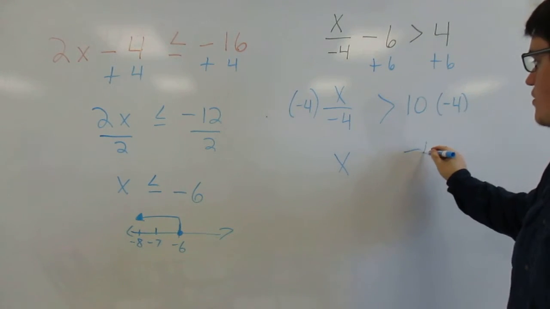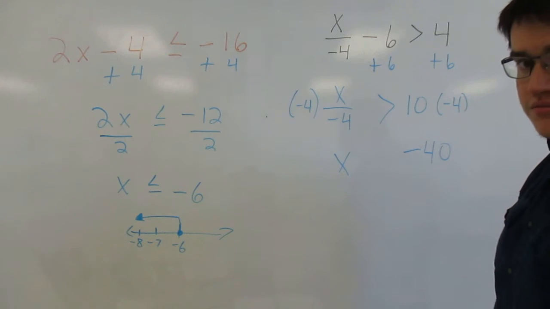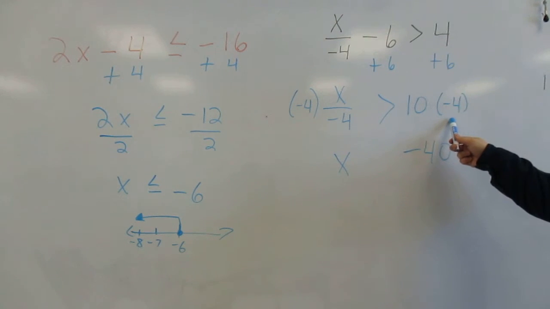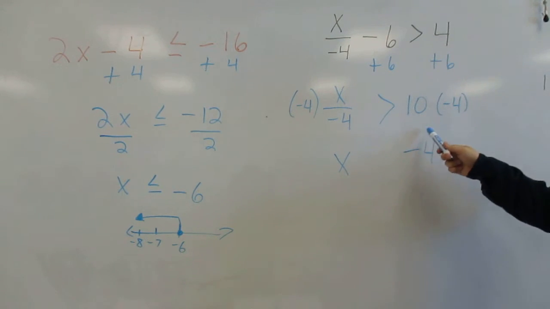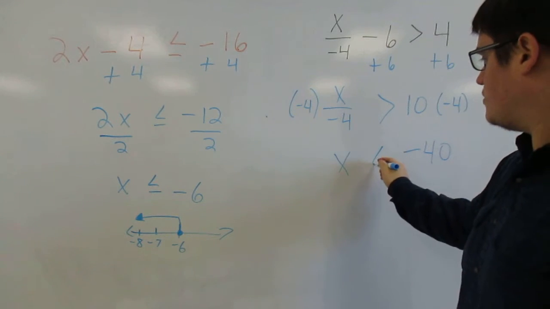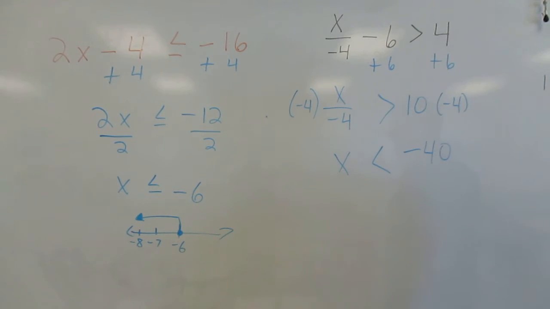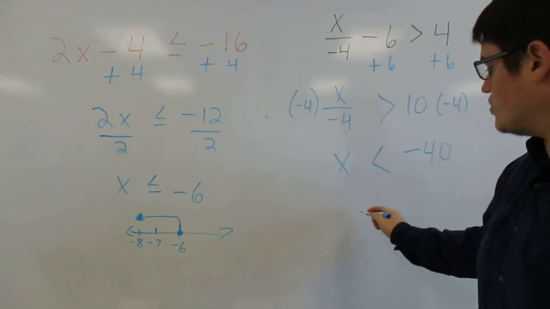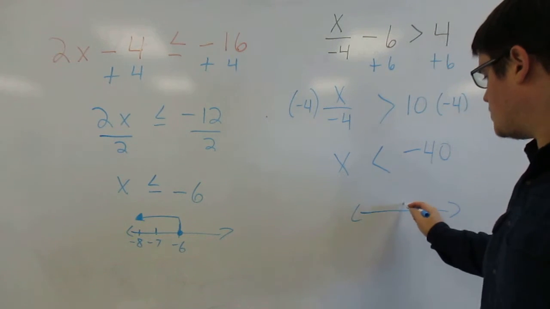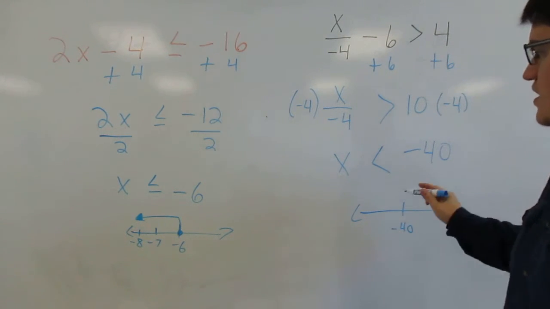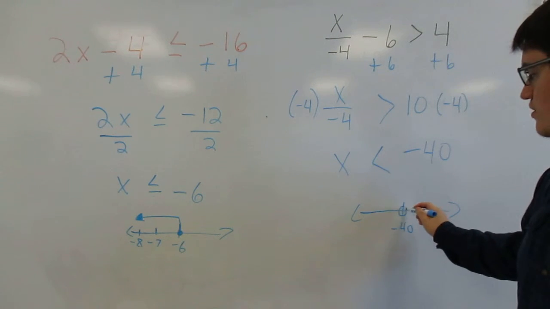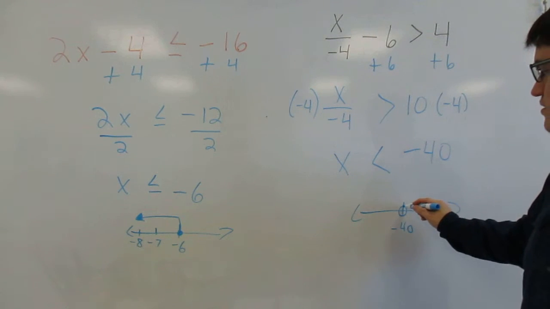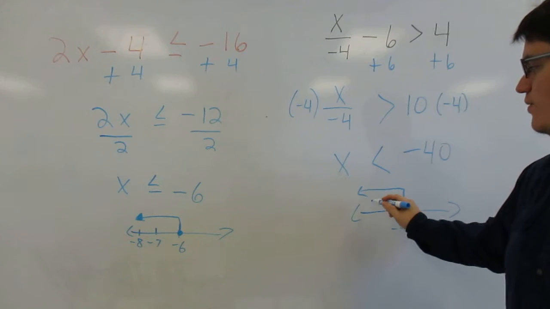Multiply by -4. So I'm left with x over here. 10 times -4 is -40. Voodoo math. Okay. I multiplied by a negative number. Since I multiplied by a negative number, I have to flip that inequality sign. So there you go. I should write that down. So now I'm saying x has to be less than -40. Well, we can draw our graph again. Here's -40. There's no equal to sign here, so now I have an open circle. And again, I'm looking for the values that are less than that. So I'm going to go that way.